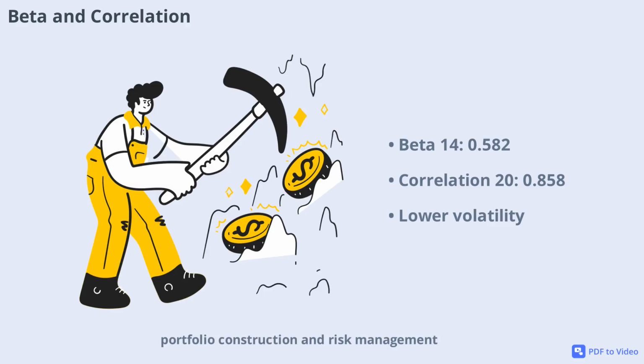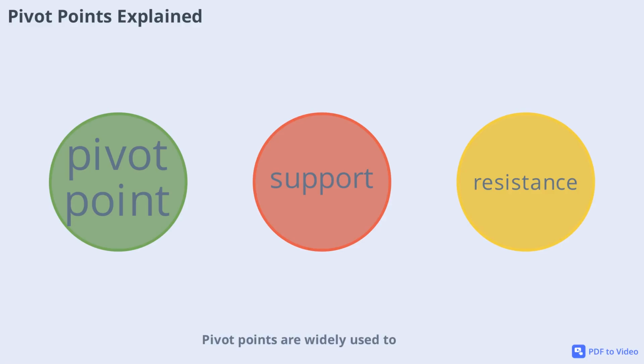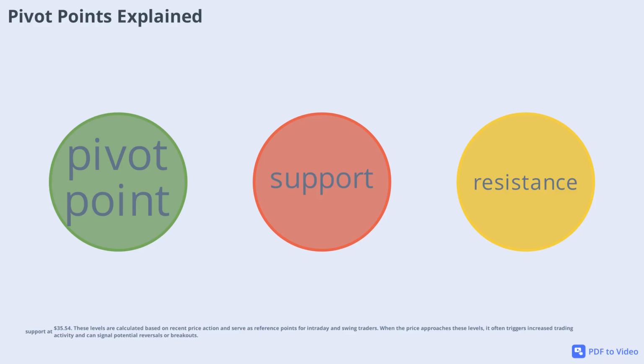These metrics are useful for portfolio construction and risk management, helping investors understand how COWG might behave in different market conditions. Pivot points are widely used to identify potential turning points in the market. For COWG, the pivot point is at $35.64, with resistance at $35.70 and support at $35.54. These levels are calculated based on recent price action and serve as reference points for intraday and swing traders. When the price approaches these levels, it often triggers increased trading activity and can signal potential reversals or breakouts.